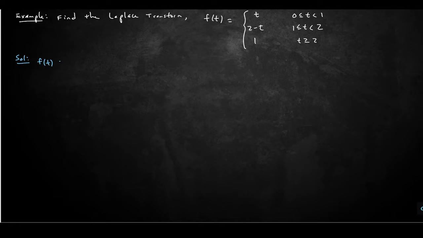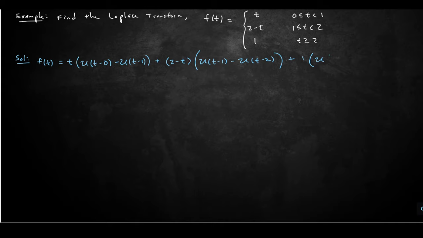So f of t is going to be t times u of t minus 0 minus u of t minus 1, plus 2 minus t times u of t minus 1 minus u of t minus 2, plus 1 times u of t minus 2.